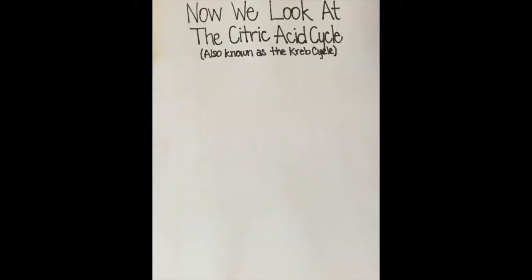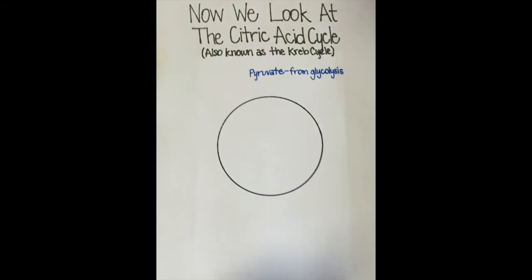Now we will take a look at the citric acid cycle. You might also hear the citric acid cycle referred to as the Krebs cycle. The citric acid cycle takes place in the inner matrix of the mitochondria.